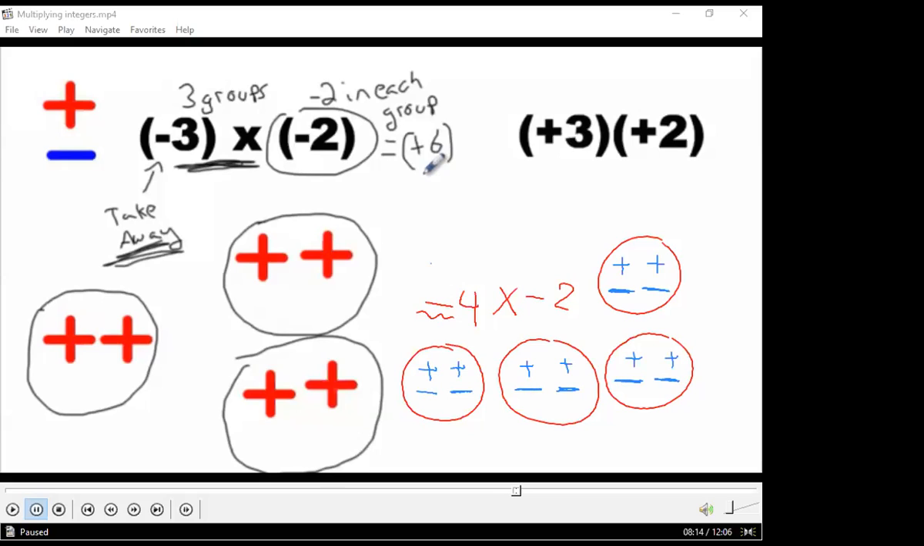We want to remove how many from each group? -2. Then remove -2 from the first group, second group, third group, fourth group. Now count. How many do you have in this question? 1, 2, 3, 4, 5, 6, 7, 8. So the answer will be equal to -8.